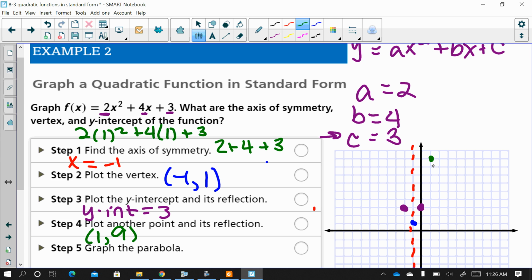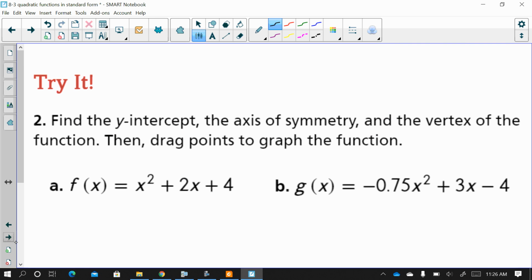And I can reflect it. It's 2 away from the axis of symmetry, so 2 away on the other side. I now have enough data to make my parabola. And that is how you graph in standard form. Your turn to try. Find the y-intercept, the axis of symmetry, the vertex, and then go ahead and graph.